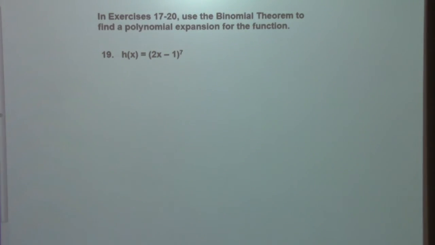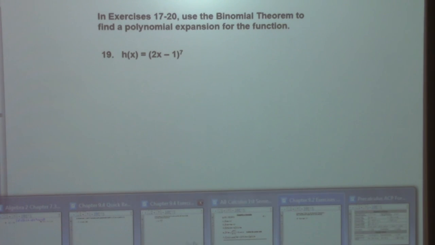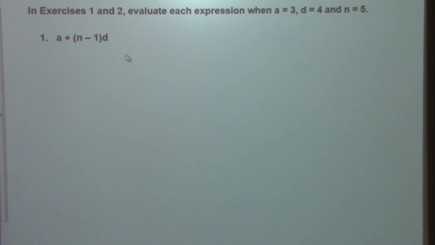Okay, let's go to these exercises here. So this is a quick review, and so it's going to be really fast. We go over these things. So first of all, we substitute in for A and D and N into this thing right here. And so if we plug in, so if we have A equals 3, so we have 3 plus N equals 5 minus 1 times D, and D is equal to 4. And for that, we're going to get what?